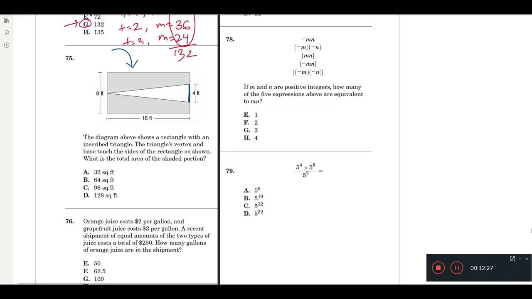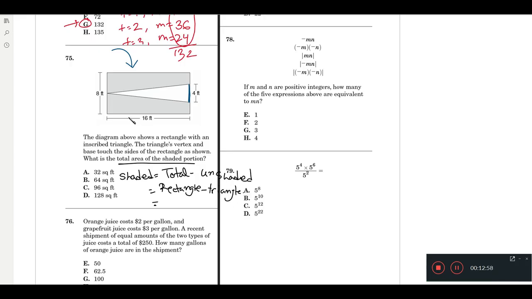Now, what is the total area of the shaded region? Shaded is equal to total minus unshaded. The point to be noticed is that the total is a rectangle. So we do rectangle minus triangle.